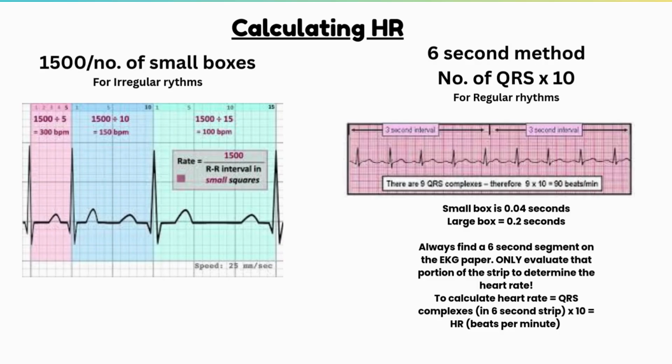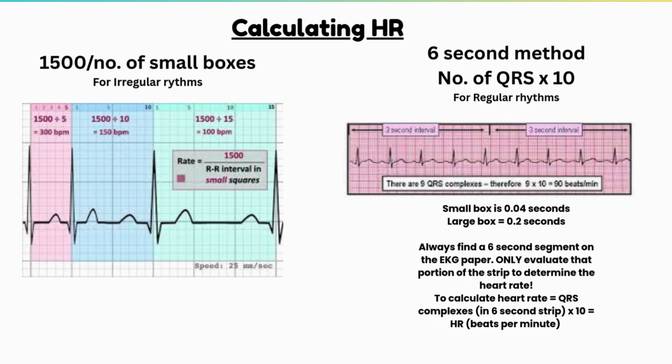Once I know it's regular, I take out of the whole EKG strip only a 6-second interval. So count 6 seconds, and then I use that. In most exams, they give you a 6-second EKG strip, which makes it easier because once you know that it's regular, you just count the number of QRS complexes in the 6-second strip and multiply by 10. In this example, it's 9 QRS complexes, multiply by 10 to get 90 beats per minute.